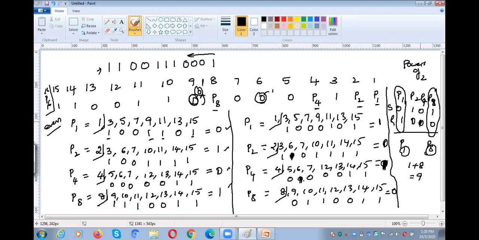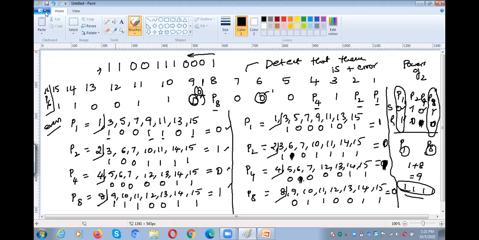If it is 1, 0, 1, 0, then here P1 is changed, P2 is changed, P4 is changed, P8 is changed. All are changed, right? So we will get the values like 1, 1, 1, 1. There are 4 changes. P1 position there is a change, P2 position there is a change, P4 position there is a change, and P8 position there is a change. So all positions are changed. That we can detect that there is a transmission error, but we cannot correct it.